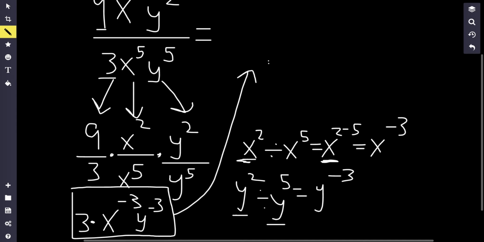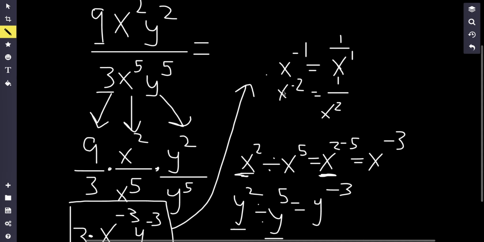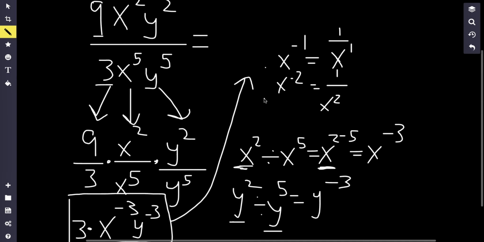So let's say if I have x to the -1 power, this is going to be equal to 1 over x to the 1 power. Let's say I have x to the -2 power. That's going to be equal to 1 over x to the 2nd power. So that's kind of how negative exponents work. You put a 1 over the whole thing, except the exponent is positive.